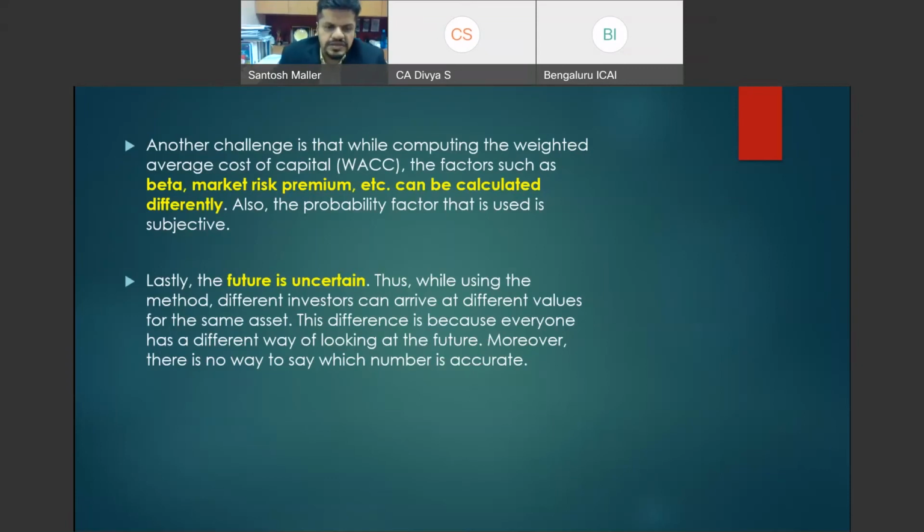Thus, while using the method, different investors can arrive at different values for the same asset. This difference is because everyone has a different way of looking at the future. Moreover, there is no way to say which number is accurate. It's the cash flows which drive the valuation, and how optimistically or pessimistically you project those can be anybody's call. Which is why you have different valuations.